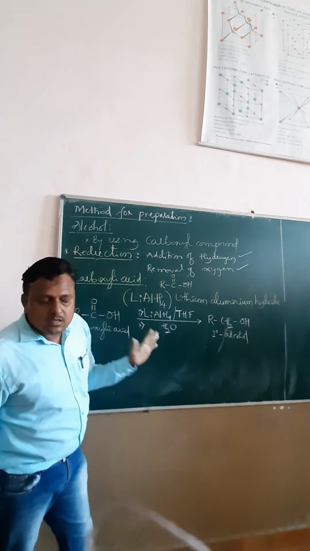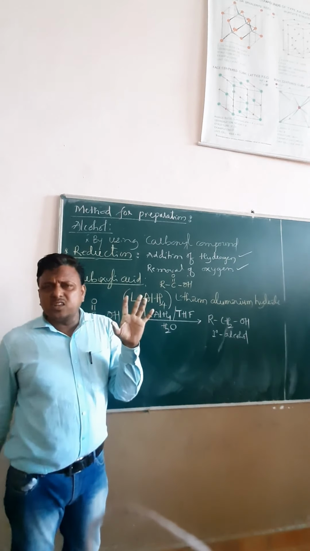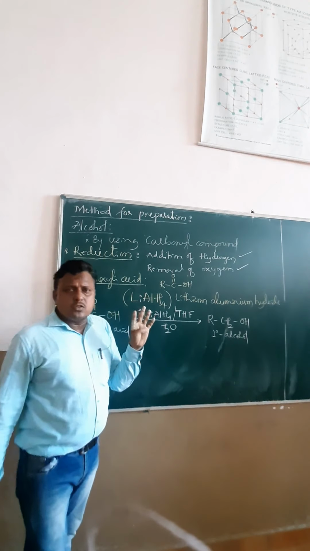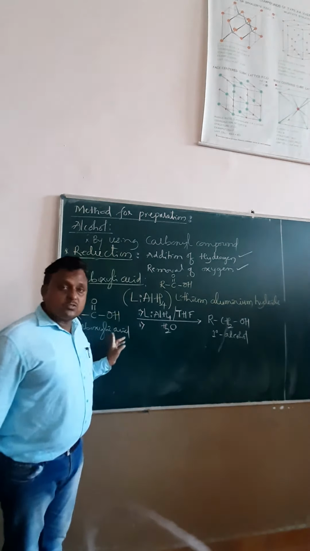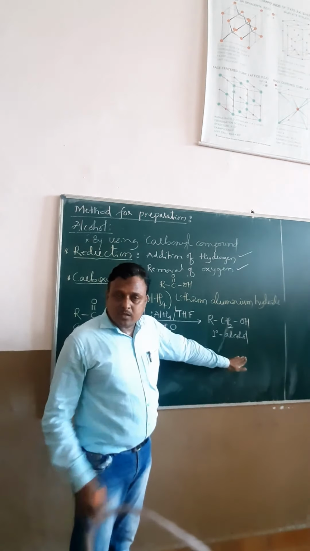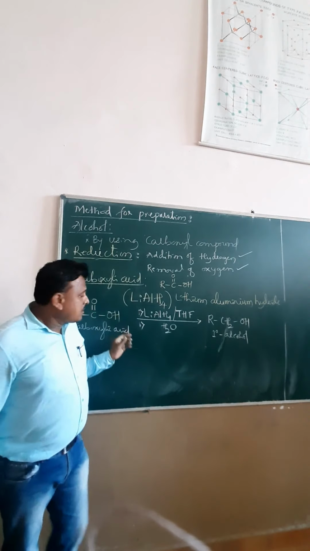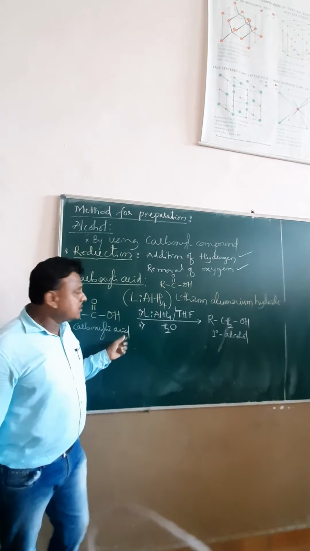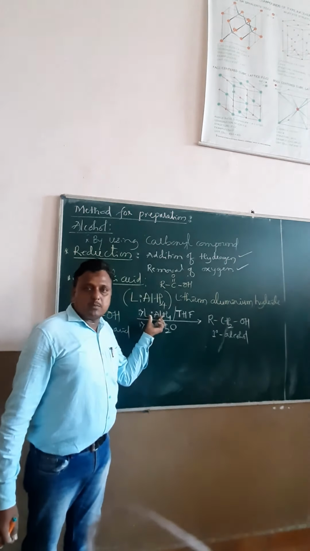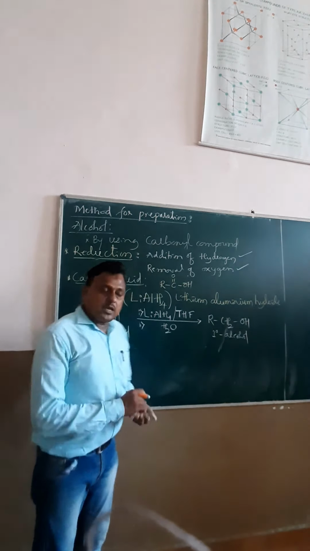So keep in your mind, aldehyde gives us the primary alcohol, ketone gives us the secondary alcohol, but carboxylic acid gives us once again the primary alcohol. Keep in your mind the reagents. In carboxylic acid, the cleavage of the C-O bond is difficult, so we use a reducing agent, lithium aluminum hydride, to form primary alcohol.